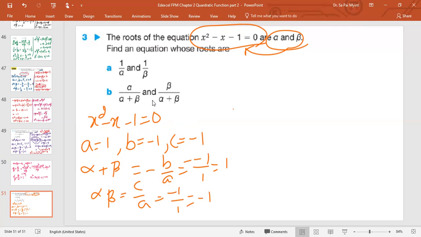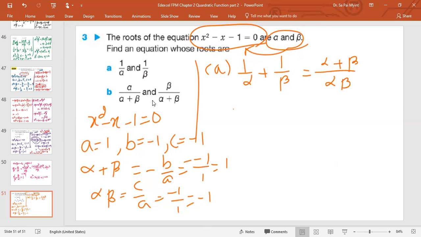Okay, and then what do we need to find? Find an equation whose roots are 1 by alpha, 1 by beta. That's why we need to find the sum of the roots: alpha plus beta by alpha beta. What do you get? Alpha plus beta is 1. Alpha beta is minus 1. That's why this is minus 1.